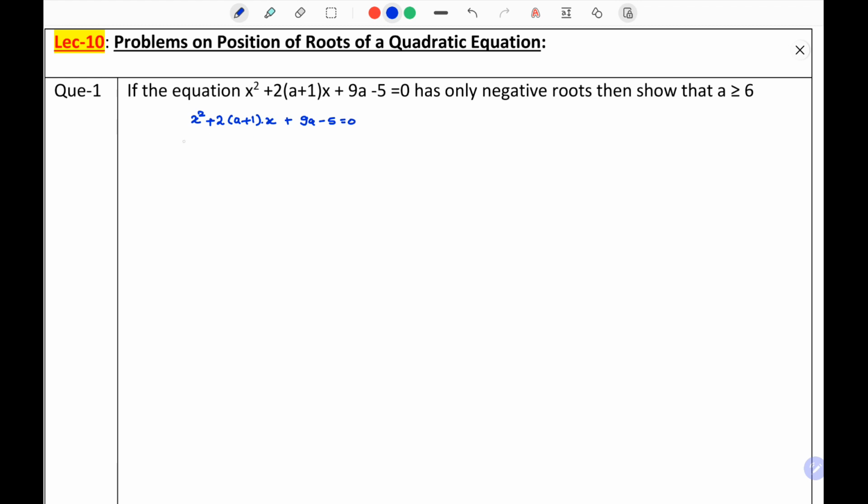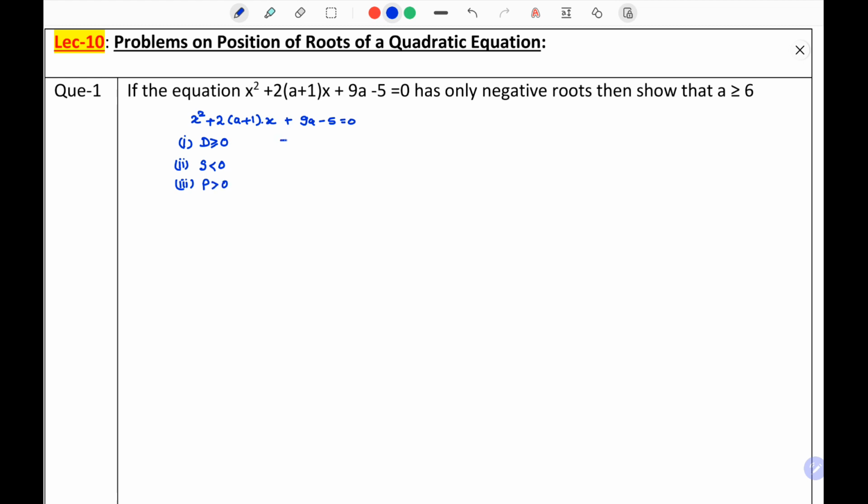For only negative roots, one of the conditions to be fulfilled is that discriminant should be greater than or equal to 0. That means roots should be real roots. Second is, if both roots are negative, then their sum will be less than 0 or negative. And third condition will be that their product will be greater than 0 or positive.